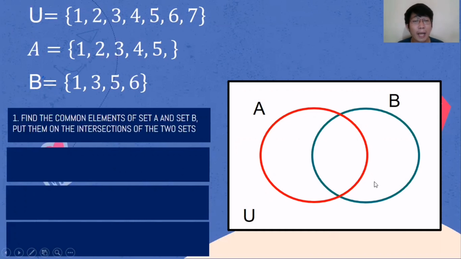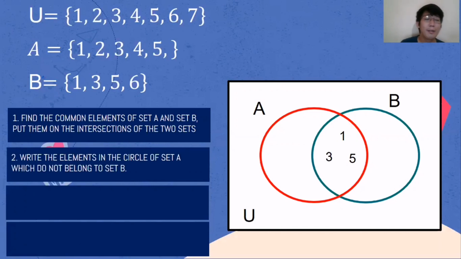Number 1. Find the common elements of set A and set B. Put them on the intersections of the two sets. We will be finding the common elements. Hanapin po natin ang parehong elements po ng A at B at ilalagay po natin sa intersection po ng set A at set B. Ano po ang mga elements na meron tayo na pareho kay set A at set B? What common elements do we have for A and B? Those elements are, we have 1, 3, 5. Very good. Those are the intersection of A and B.